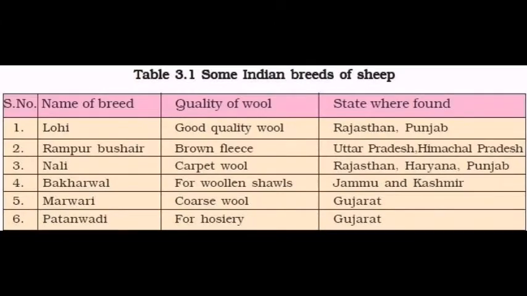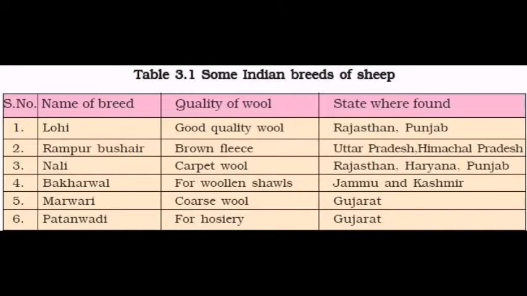Some special breeds of sheep are reared in different parts of our country for obtaining wool. Each breed has fibers with different quality and texture. Some of the Indian breeds of sheep and the quality of their wool are mentioned here. The sheep named Lohi provides good quality wool and is found in Rajasthan and Punjab.